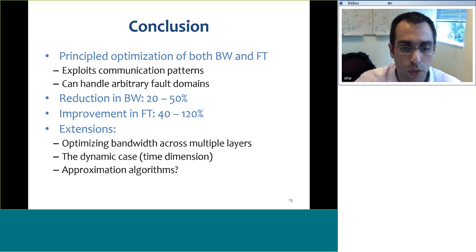The reductions I mentioned that we are getting, and certain interesting extensions, I think, refer to one of the questions that was asked before. Optimizing bandwidth across multiple layers is interesting, and the dynamic case, or the time dimension, is very important. For example, let's assume that we know in advance that there's going to be some maintenance in a large chunk of the data center. So we can plan ahead. We know that there's going to be a fault at some point in time. So how can we plan better in view of these more planned outages in the data center?